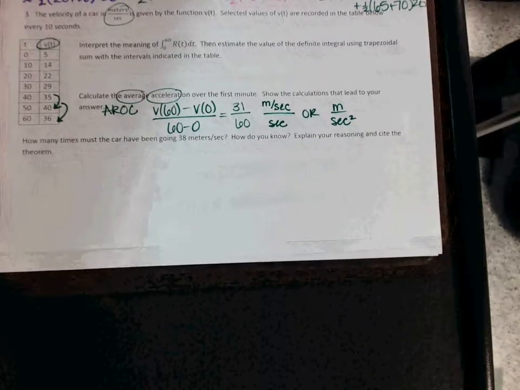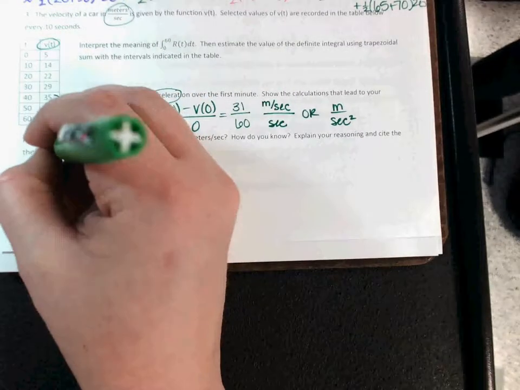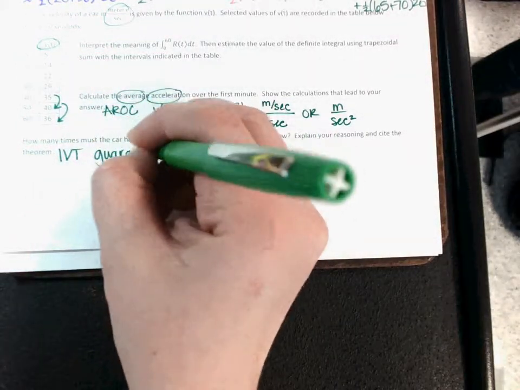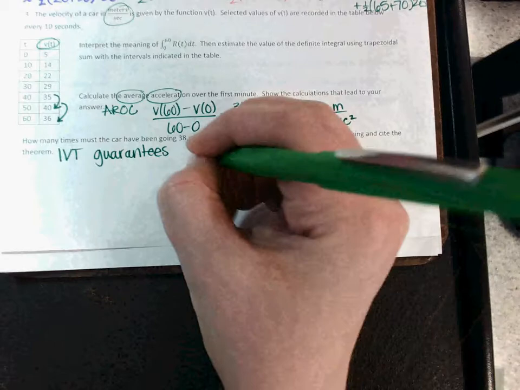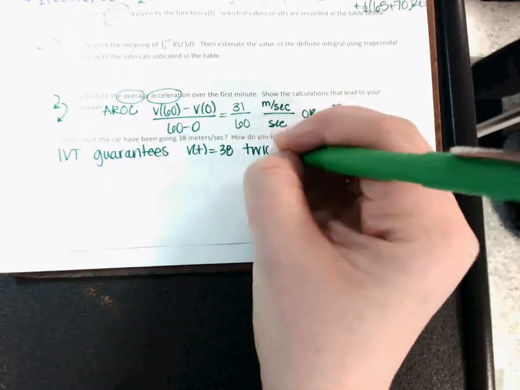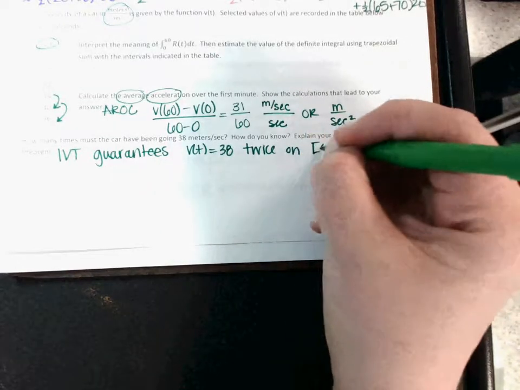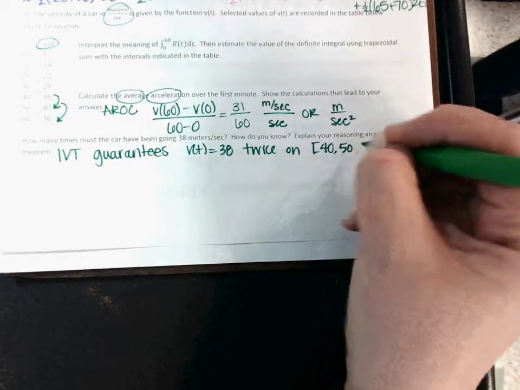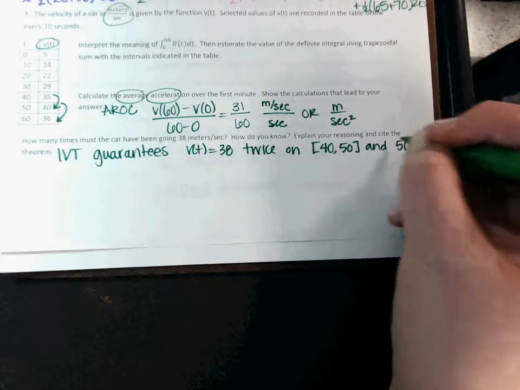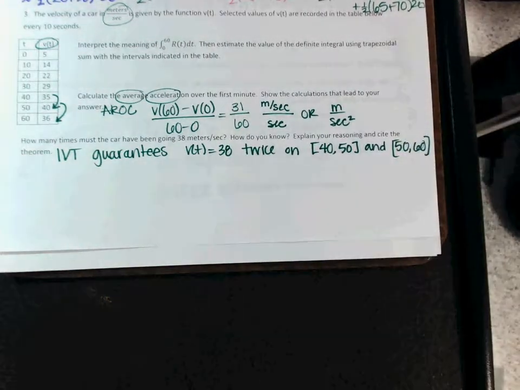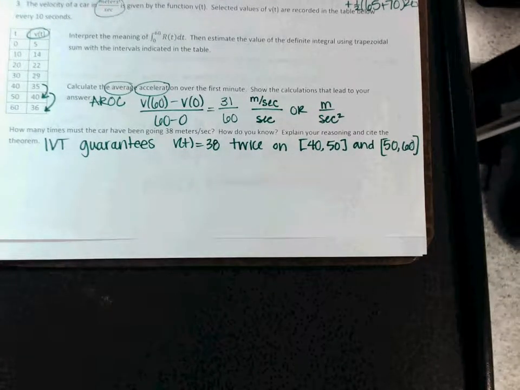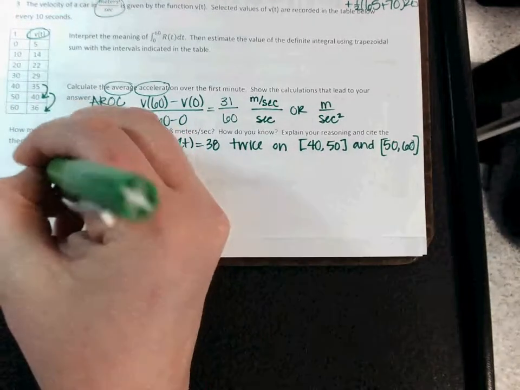Okay. All right. So you would say IVT guarantees v of t equals 38 twice on 40 to 50 and 50 to 60. Okay, now some of y'all I've noticed you like to do the theorem completely separate twice. I'm not going to do that because it seems kind of like a bunch of repeats.